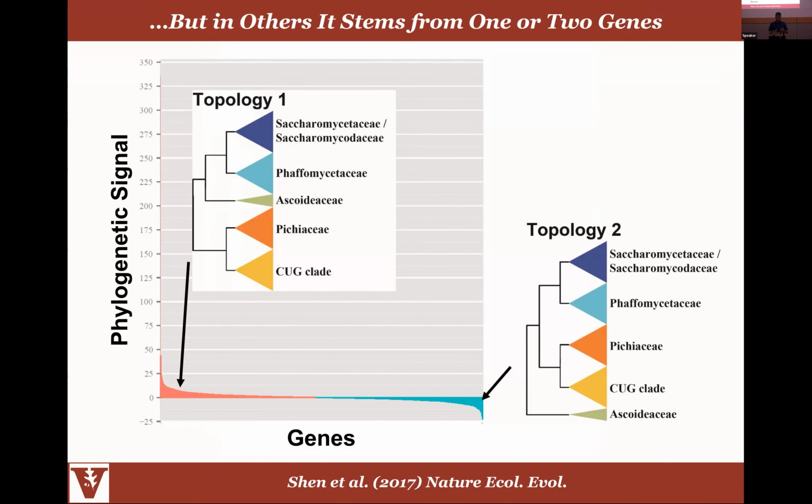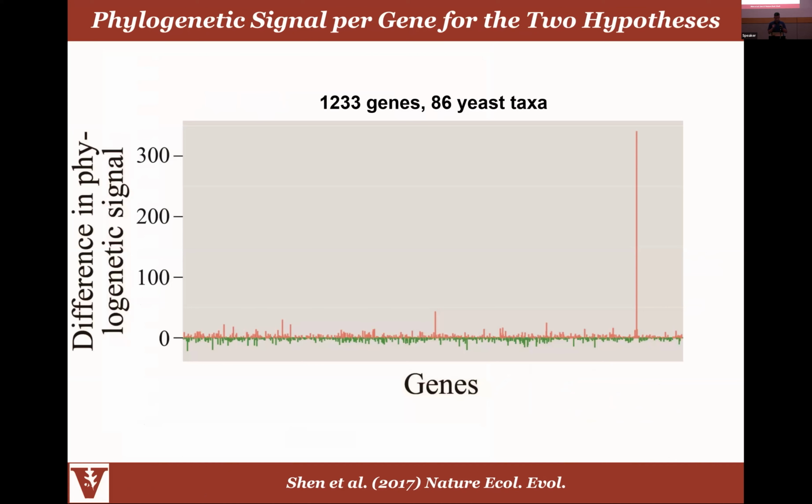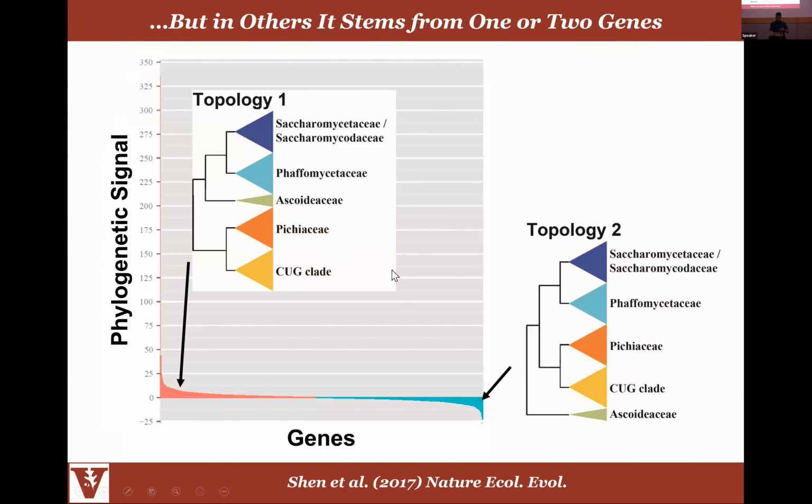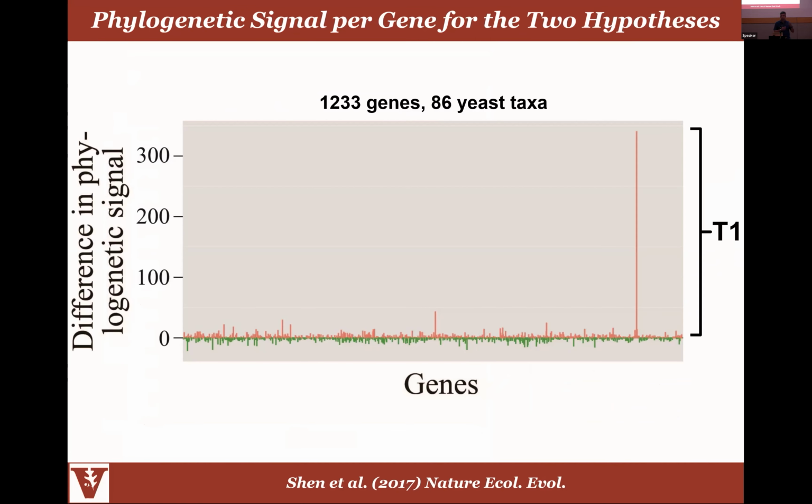And here is a case from the yeast that concerns two topologies, and it really comes down to the placement of this group called Ascoidaceae. It's a single taxon that we have, and it can be placed either in the middle of this phylogeny or as an outgroup of this phylogeny. And the phylogenetic signal is exactly the same, except for that really long one. There is one gene that has extraordinarily strong signal for topology 1 over topology 2. Let me show the same graph to you, unsorted. And so that's the really strong gene. So again, everything above 0 supports topology 1, everything below 0 supports topology 2.